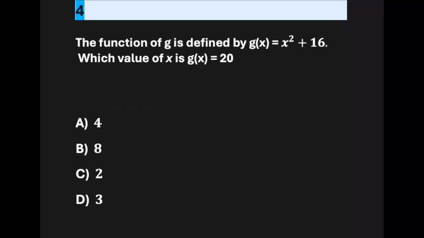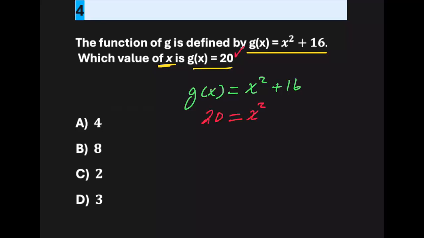So question number 4, we have this equation right here, and they're asking the value of x. That gives you this. Let's write down the equation. So we have g of x is equal x squared plus 16, right? We have the value of g of x, which is 20. So we have 20 is equal x squared plus 16. Now we're going to solve it for x.